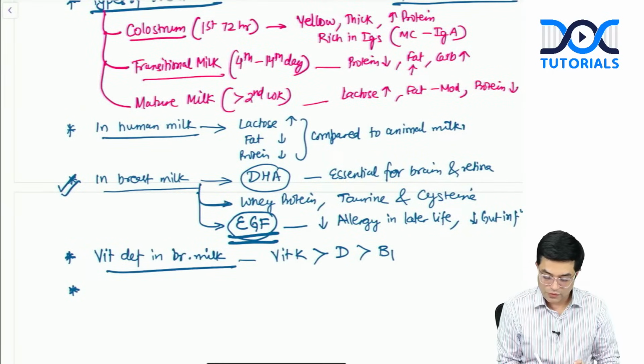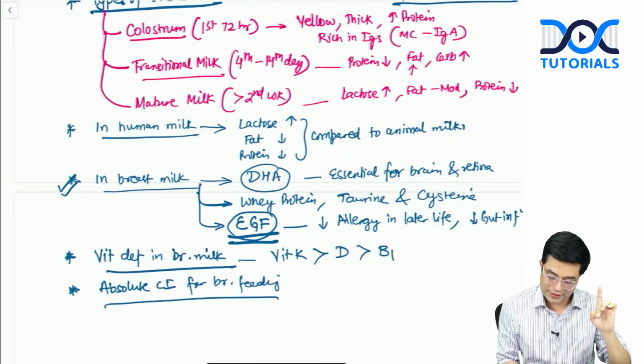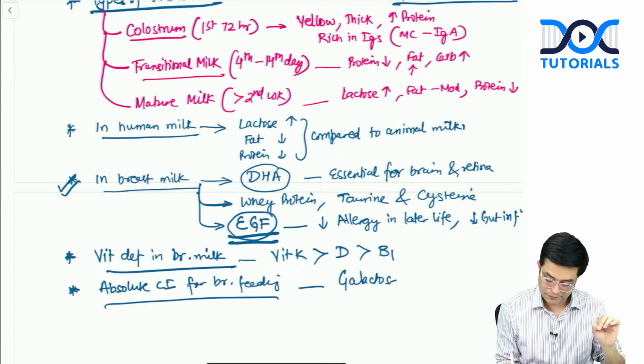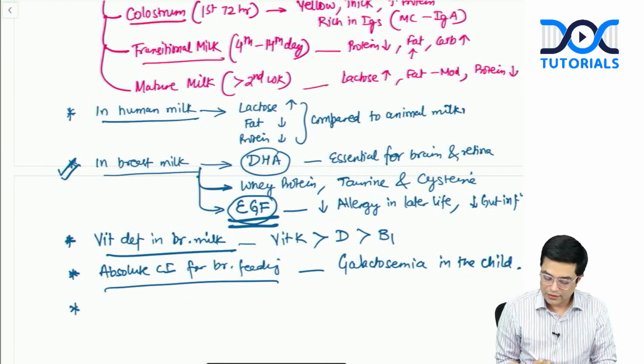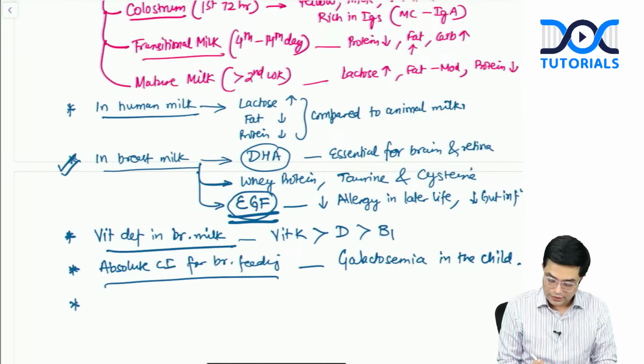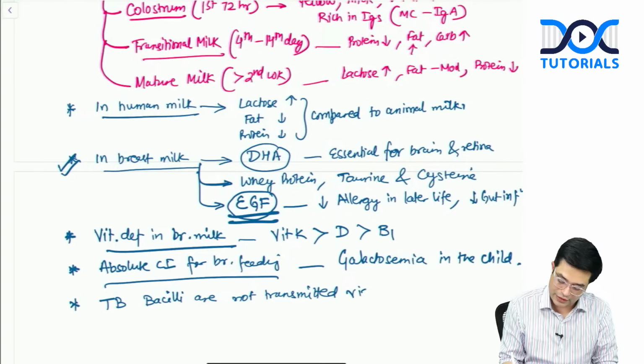Then what is the absolute contraindication for breastfeeding? एक ही है, only one. It is galactosemia in the child, right? And then last but not the least, remember that tuberculous bacillus are not transmitted via breast milk.